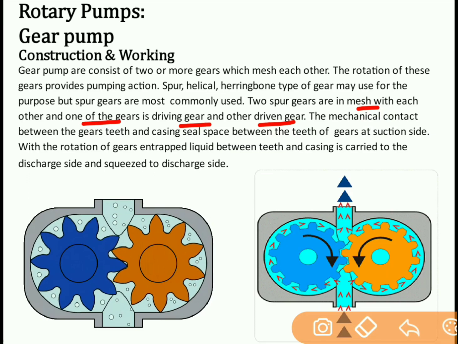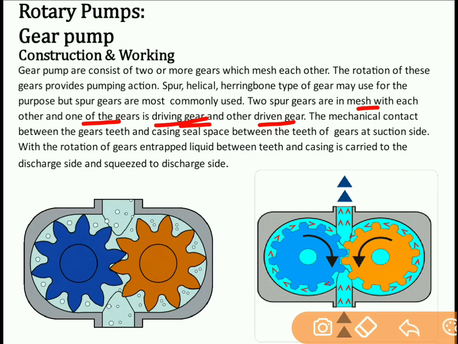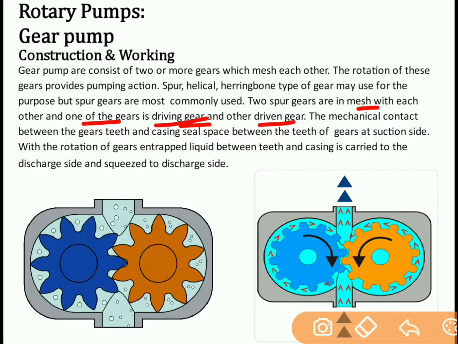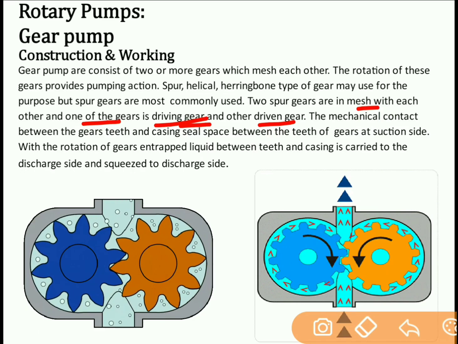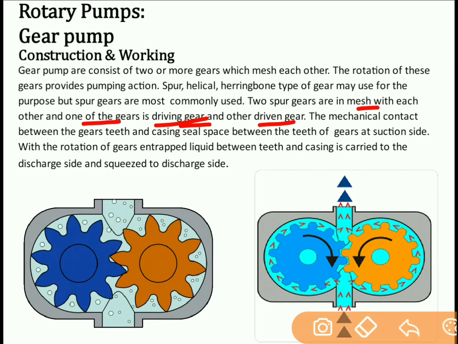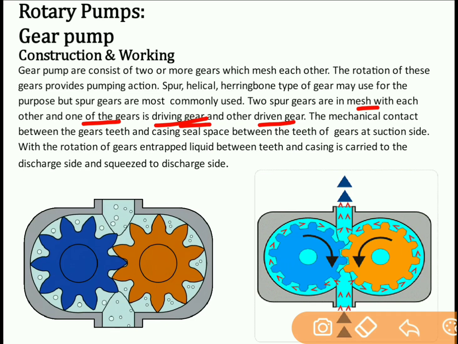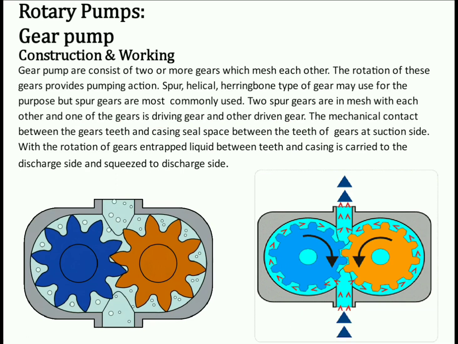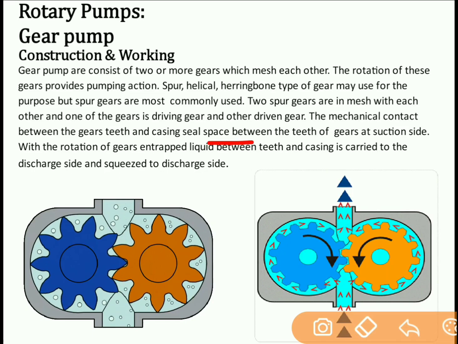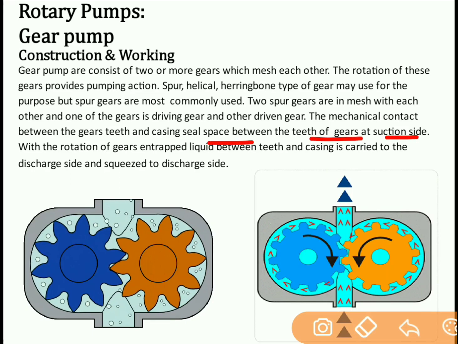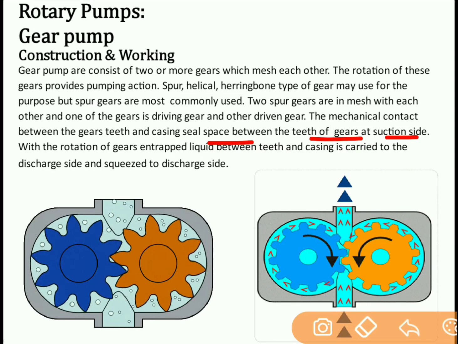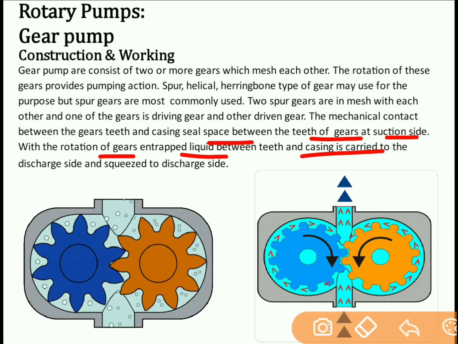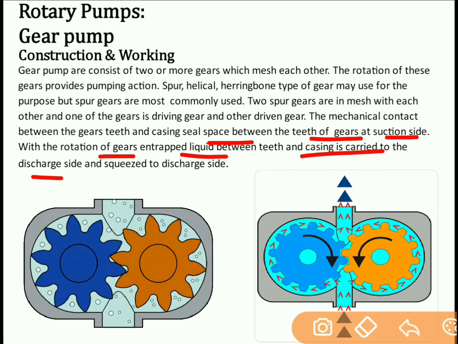The driving gear is the gear which is connected to the prime mover, that is the motor. So one gear is connected to the motor, that is called the driving gear, and the other gear is driven through this driving gear. Because of the contact between the driving and the driven gear, the other gear will rotate and that gear is called the driven gear. Now, with the rotation of the gears, the entrapped liquid between the teeth and the casing is carried to the discharge side and squeezed to the discharge side.